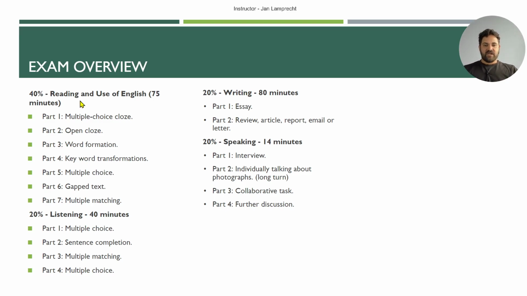After the listening paper is done, you will move on to the writing paper. The writing paper consists of 2 parts. You have 80 minutes to complete the writing paper, both tasks included, part 1 and part 2. This is 20% of your total score. Part 1 is the essay, and part 2 is where you have to choose one of a review, an article, a report, an email, or a letter. You don't have to do all of them, but you have to choose one.